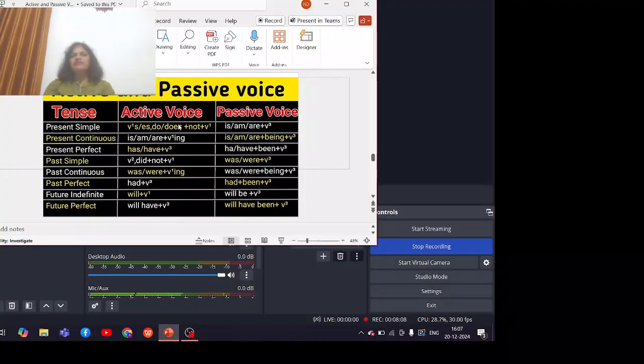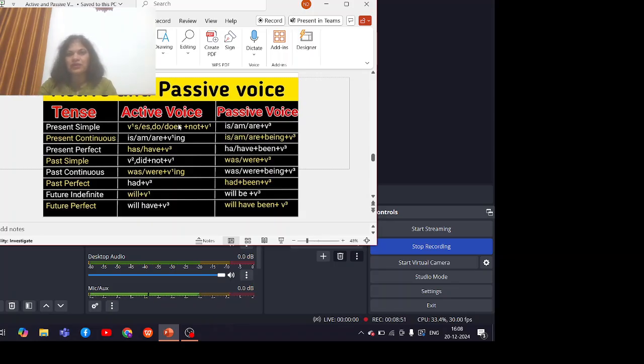Now here you have this chart. When we change any sentence from active to passive voice, the sentence structure is given here, how we have to frame the sentence. In present simple, when we change into passive voice, we use is, am, are and the third form of the verb. In present continuous, we use is, am, are plus being plus the third form of the verb. In present perfect, like if I say, I've done my work, it becomes: my work has been done by me. So in this way you have to make the sentence.